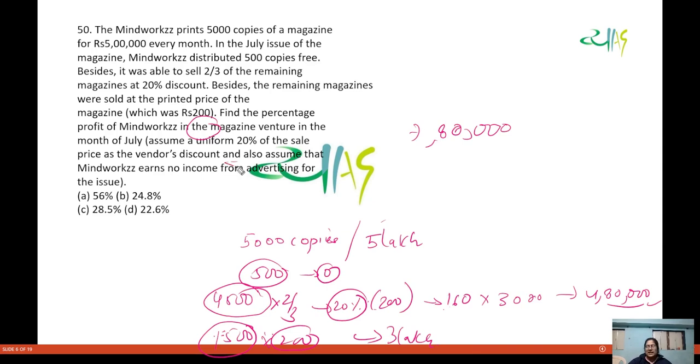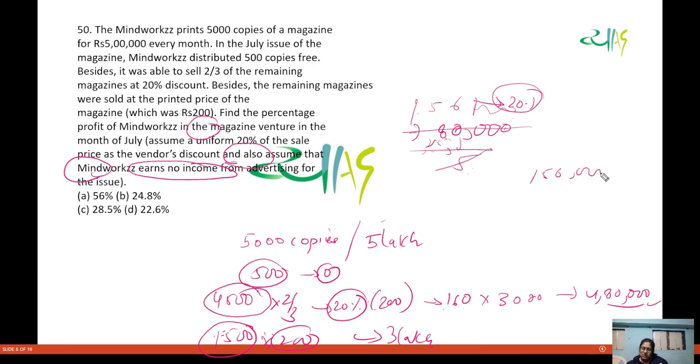But this one is saying to assume a uniform 20% of the sale price as the vendor discount. Okay, so to the vendor also they are giving a discount. So 20% of the sale price. What is 20% of this? That means 1 by 5 of this. So 1 by 5 of this will come to what? 5 ones are 5, obviously, and then 5 fives are 25. Then this will come to 1 lakh 56,000.